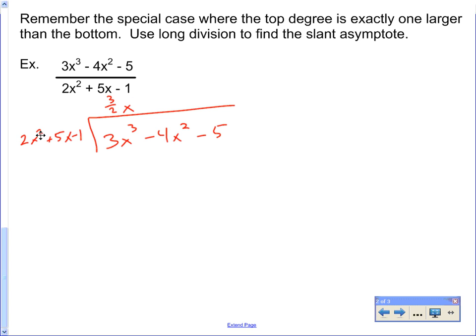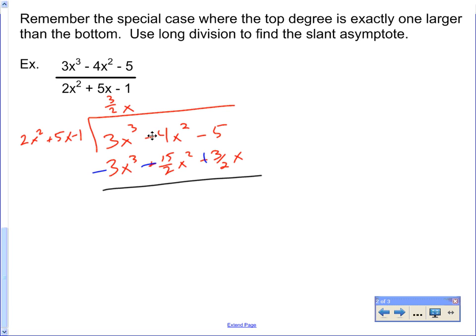So if I multiply 3 halves x by each term here, I'm going to have 3x cubed. This would be 15 halves x squared. And this would be minus 3 halves x. Now notice, I don't have any x's up here, so make sure you don't combine the 5 with the 3 halves, because they're not like terms. So I've got this, and now I have to remember that I'm subtracting all these, so all my signs are going to change.